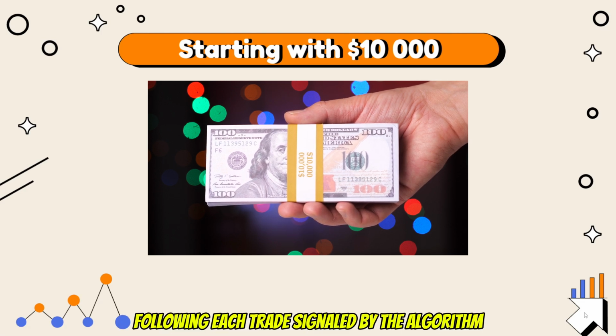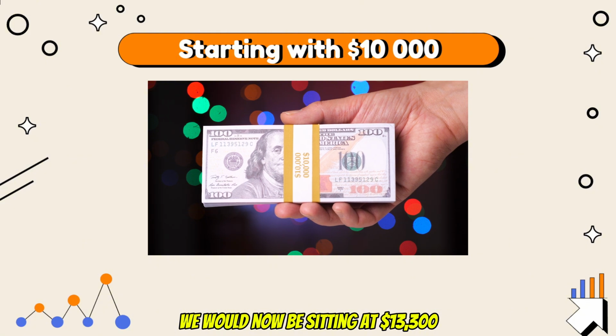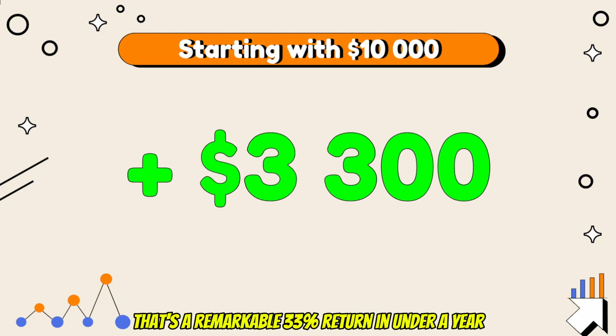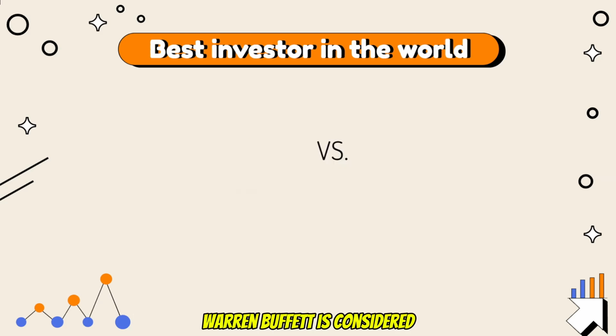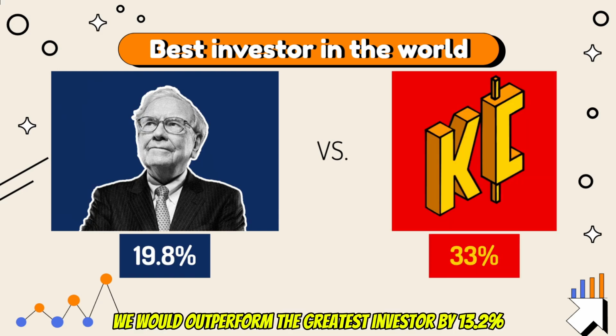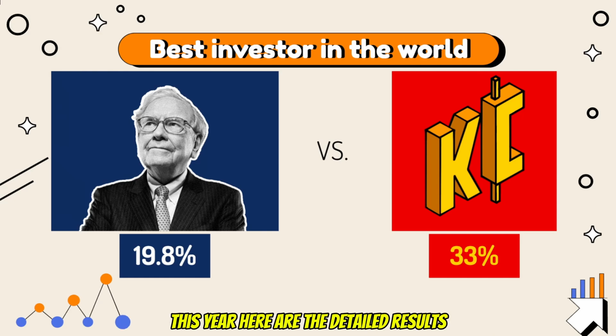Results. Starting with $10,000 on January 1st, 2024. Following each trade signaled by the algorithm, we would now be sitting at $13,300. That's a remarkable 33% return in under a year. Warren Buffett is considered one of the best investors on the planet. He averages 19.8% per year. As of today, we would have outperformed the greatest investor by 13.2% this year.